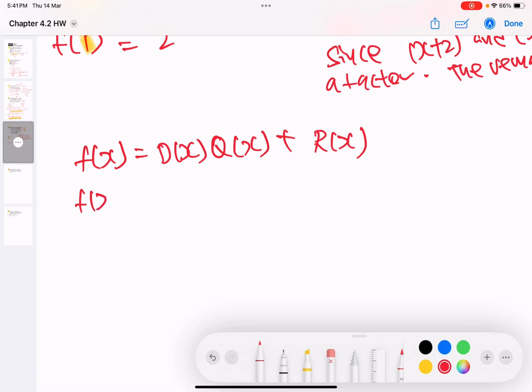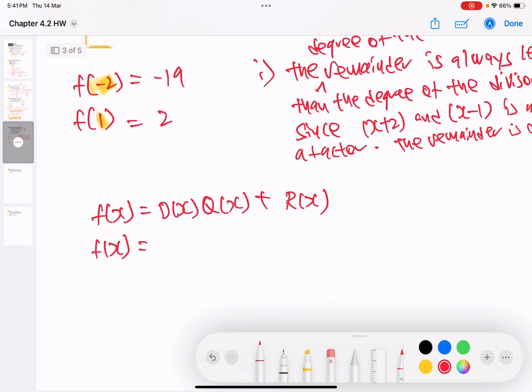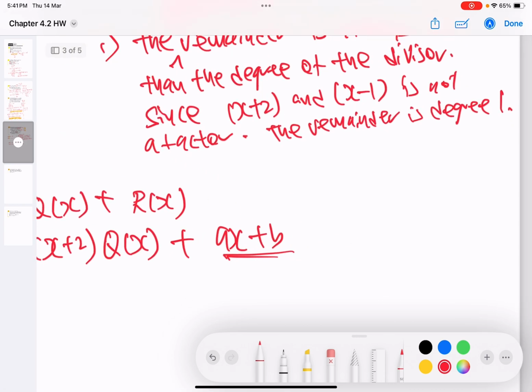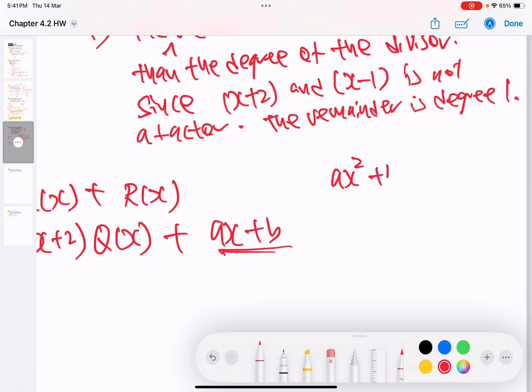Now, we don't know what f(x) is, but we do know what the divisor is. The divisor is (x plus 1)(x minus 1)(x plus 2). We don't really know what the quotient is, so I'm just going to leave it as q(x). But the remainder we know is of degree 1. Degree 1 is basically a linear function of the form ax plus b. Just like how a degree 2 function will be ax squared plus bx plus c, a linear function with degree 1 will be of the form ax plus b.